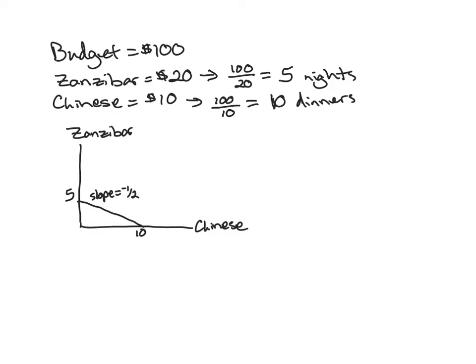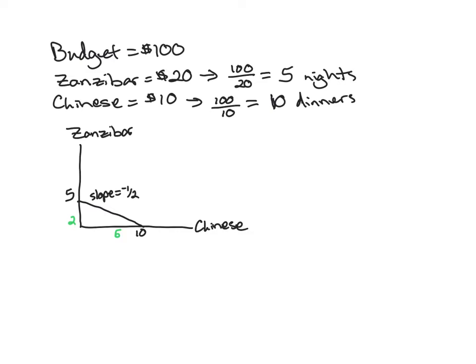So our first question is, if May decides to go to the Chinese restaurant 6 times and Zanzibar 2 times, is that within her budget constraint? Can she afford that? Does that fall within this budget constraint? So there are 2 ways to determine this.